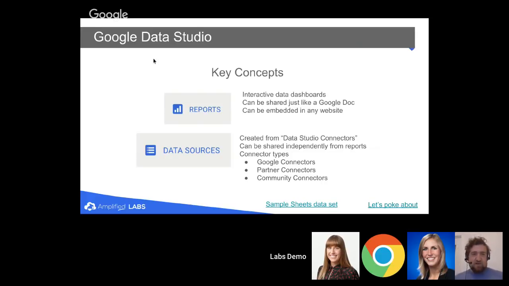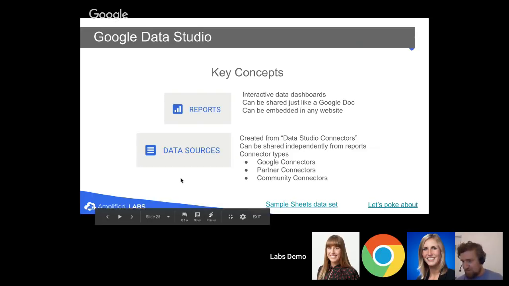Some key concepts in Data Studio. You want to think about your reports and your data sources as two separate entities, and they can both be shared in different ways. So you may have reports that you only want certain people to view, and you definitely don't want them accessing or manipulating. And you might have data sources that you don't want certain people to have access to. And so the ability to control permissions on each of these is an important concept. Under data sources, what you'll see is that Google has created this expansive universe of connectors, ways that you can connect to different kinds of data sources.